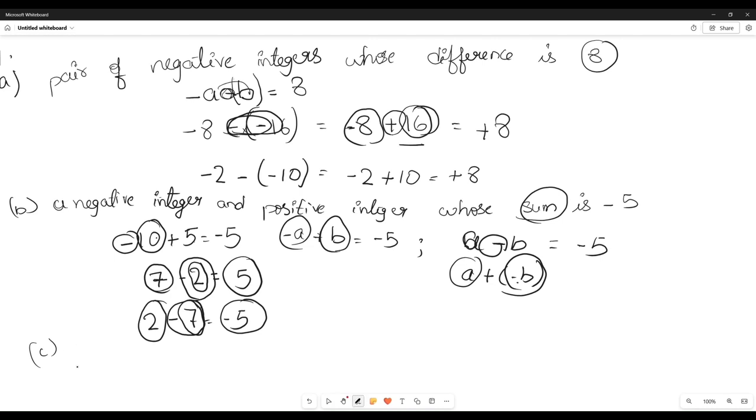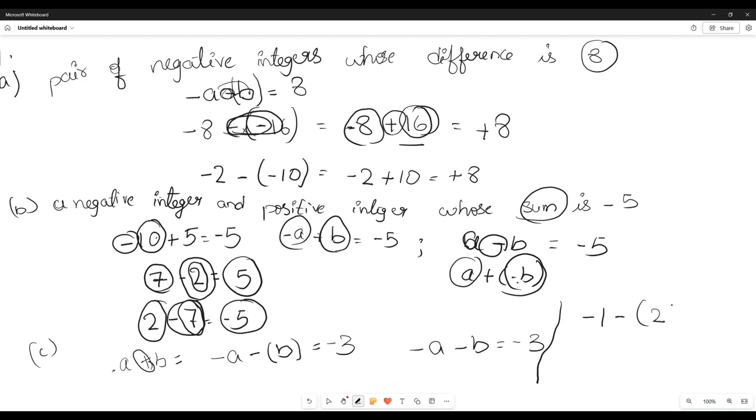And the third sum. The third sum is the same as the second sum. Write a negative integer and a positive integer whose difference is minus 3. But here they have given difference. So first, a negative number, minus a, minus of b, equals minus 3. So minus a minus b is minus 3.